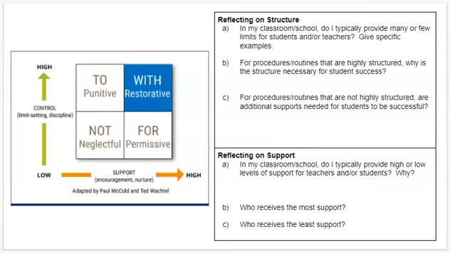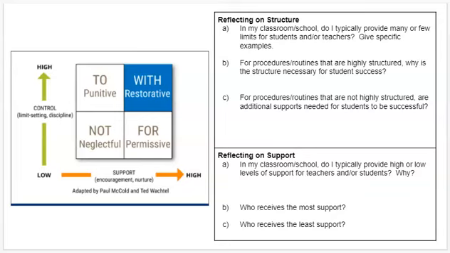Do you typically provide many or few limits? So it's really talking about that control. Is it the punitive? Is it the neglectful? So put it on pause if you want to take a few minutes.